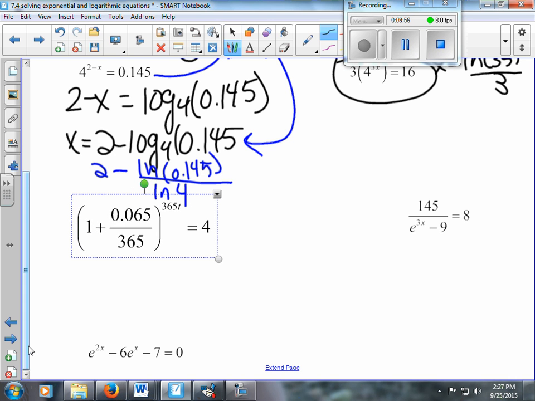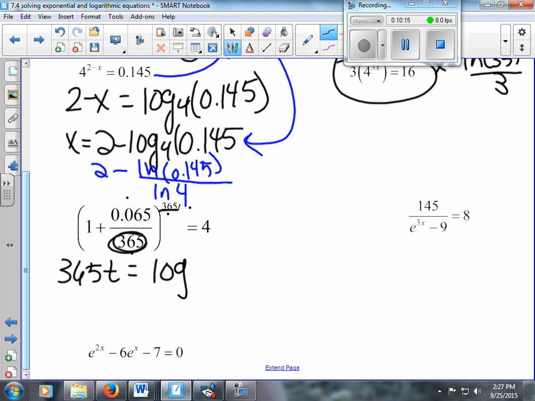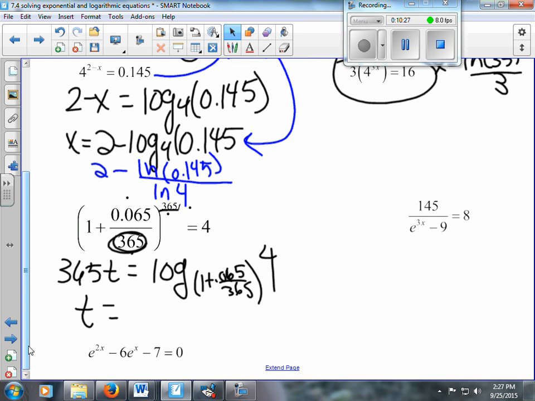So in this equation, this came from a money problem that was invested and compounded daily. This is r over n to the nt. And so when you solve for t here, you convert to logarithmic form. So 365t equals the log base 1 plus 0.065 over 365 of 4, and then divide by 365. Okay, let's go ahead and type that in and let me know what you get as well, because I want to make sure that you can type those in correctly.